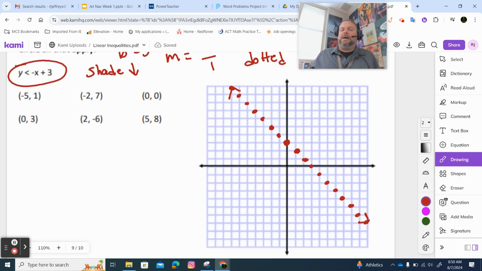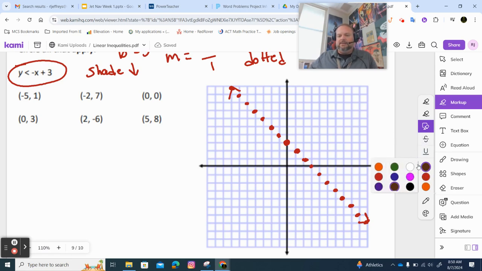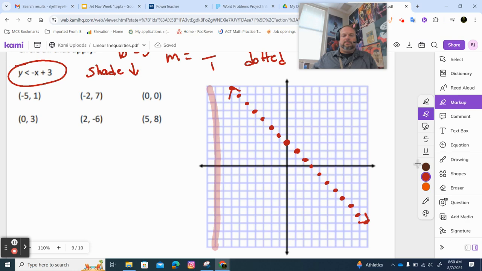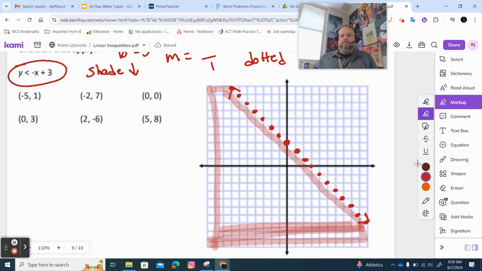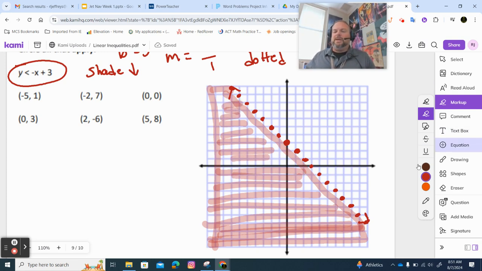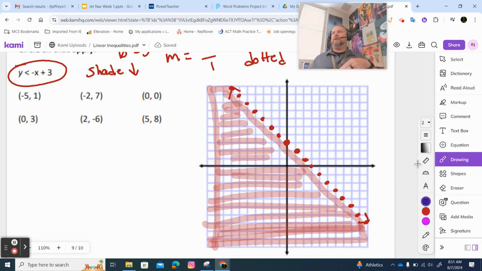All right, so this is why I said that we needed to shade really cleanly. Because we have to plot these points to see, are they in here? Are they in this shaded part? Okay. Yep.